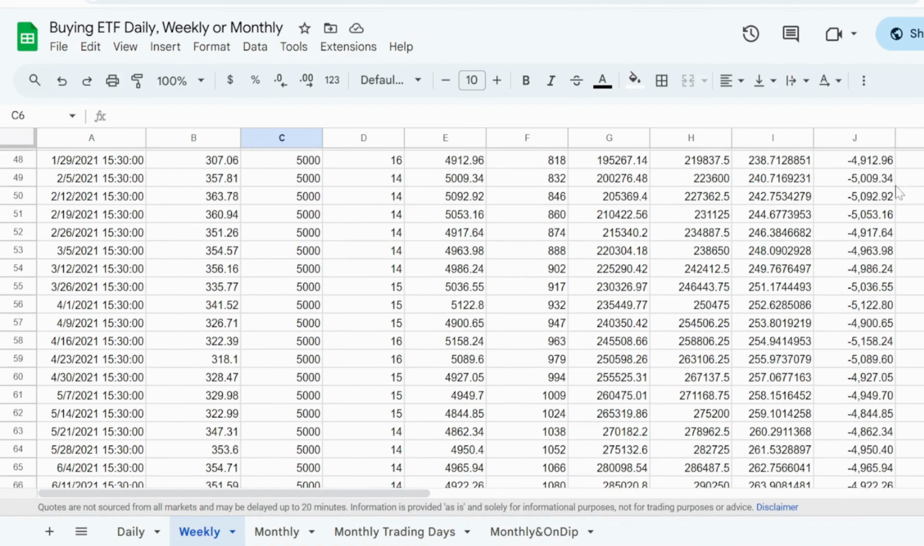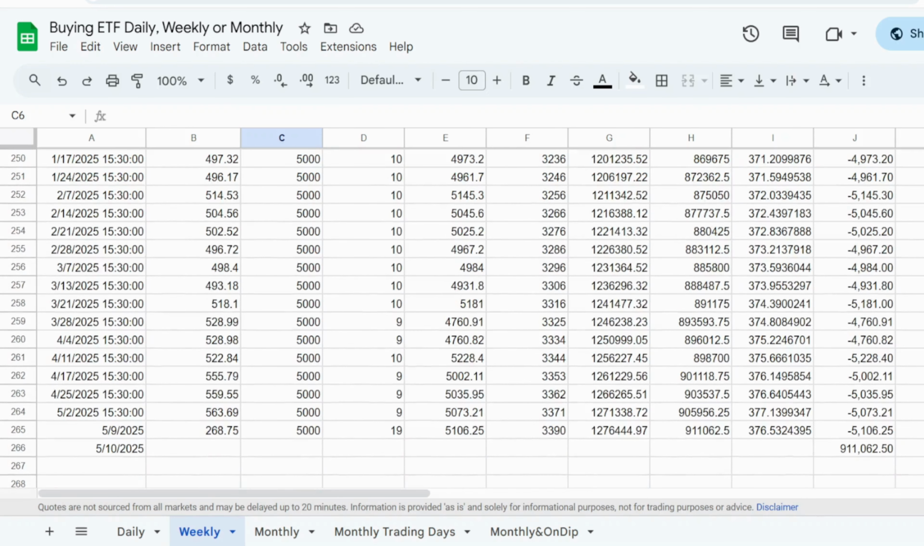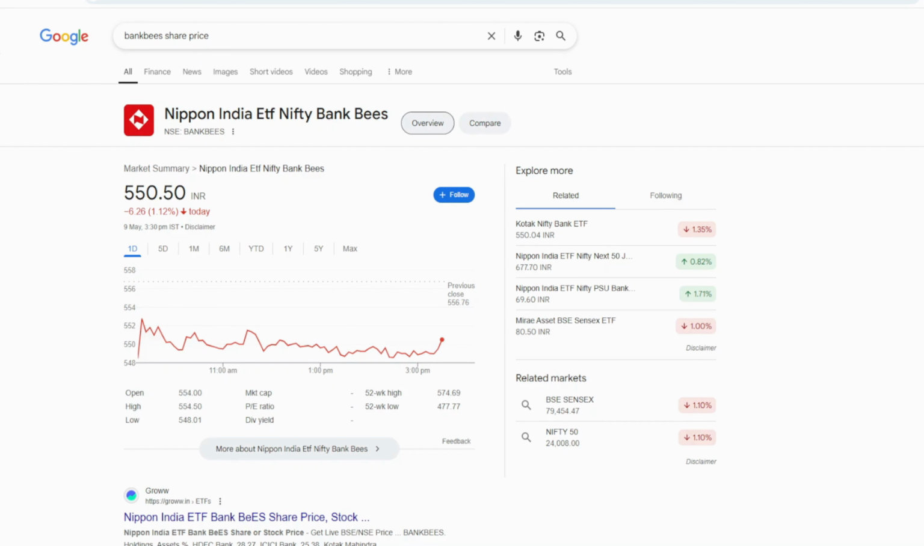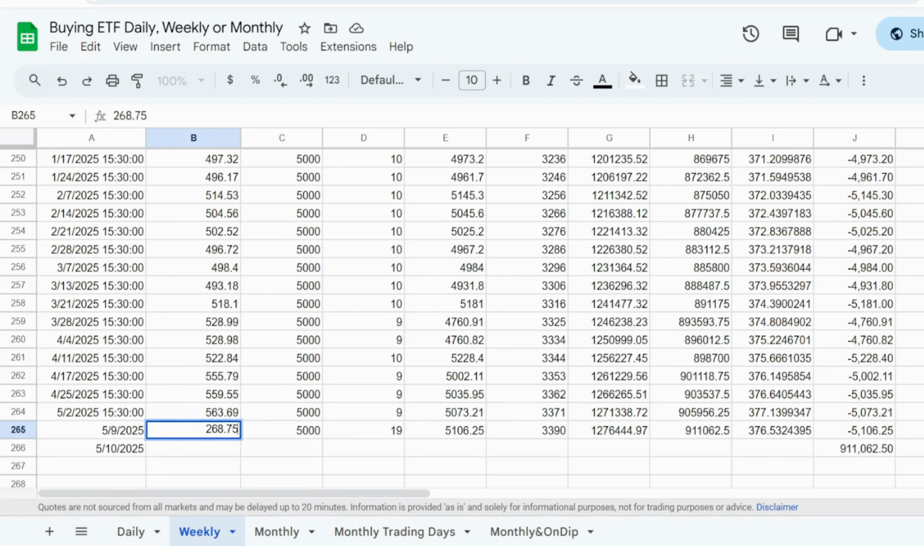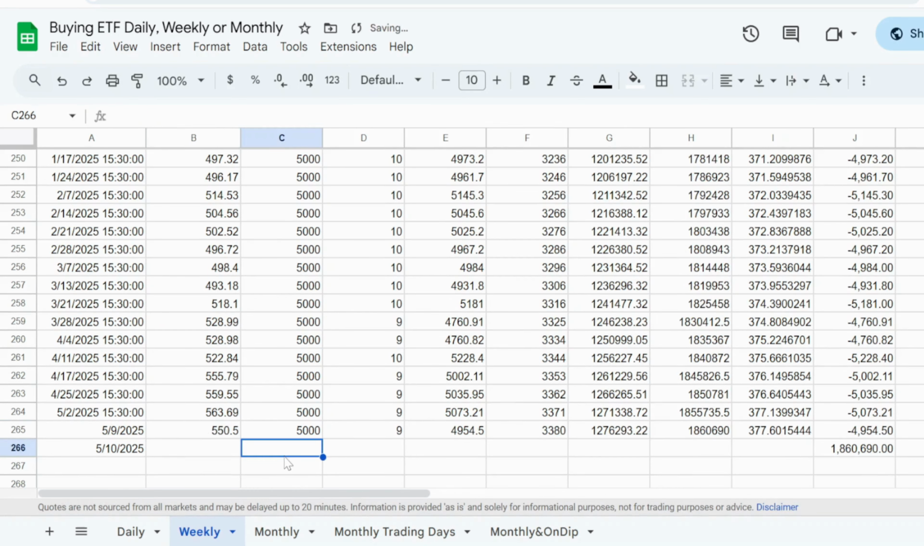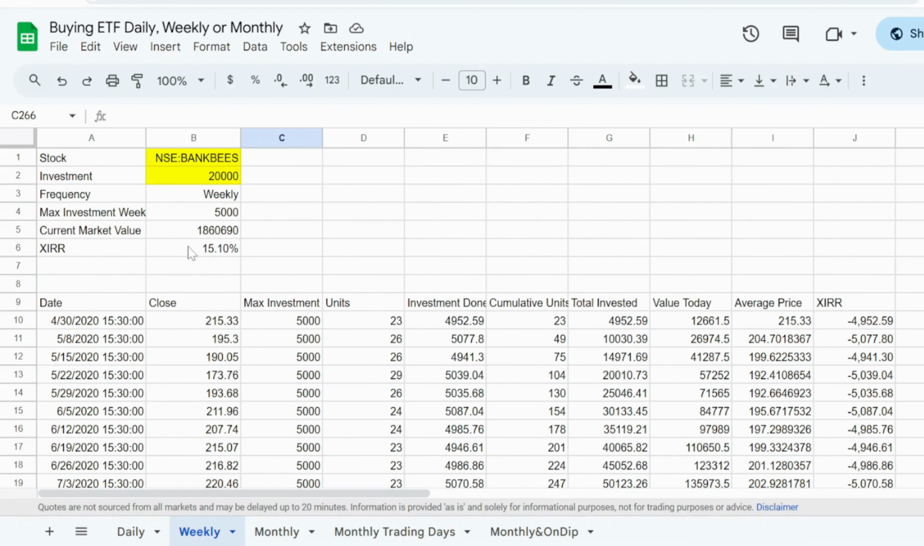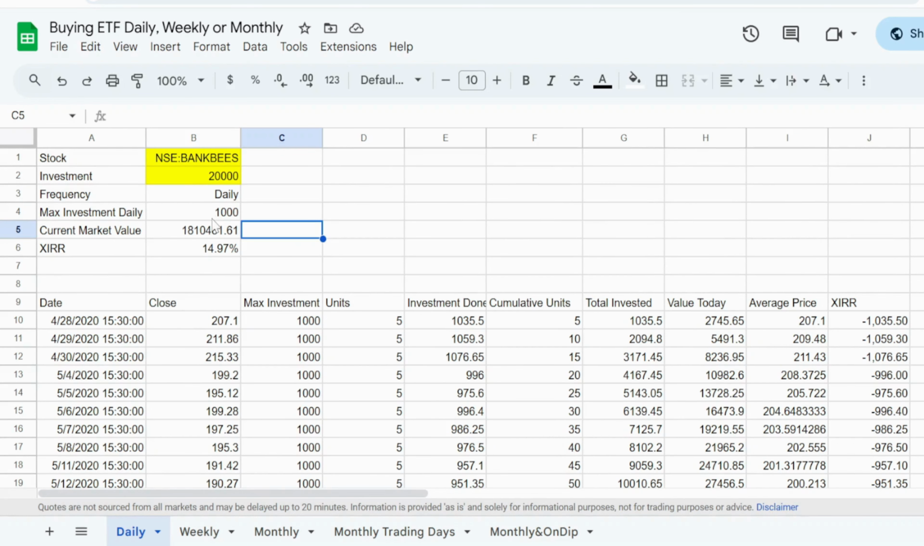There is some problem. Okay, so it was not taking 5/9/2025, so I have given it this. Let me calculate the Bank Bees share price. So it is 550.50. Let me copy that, paste it here, and I guess now, yes, the XIRR is 15.10%. Again, it is more than the XIRR of daily.